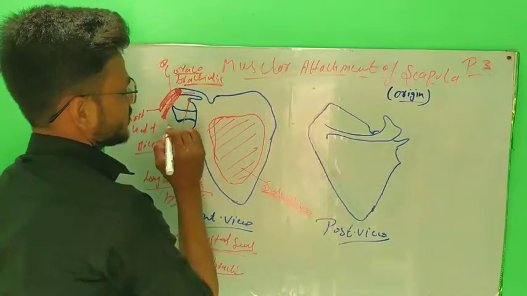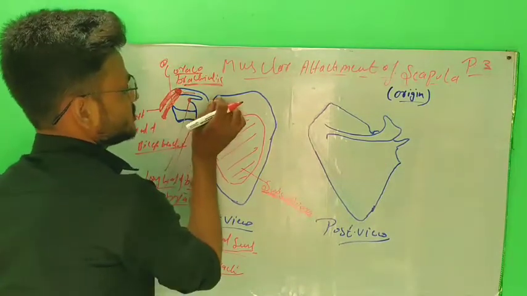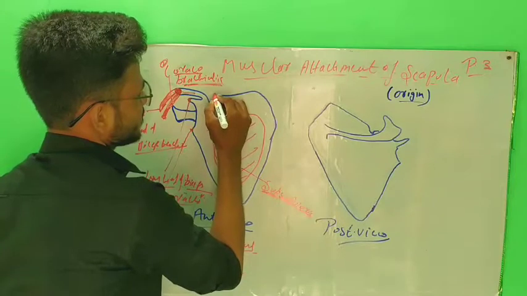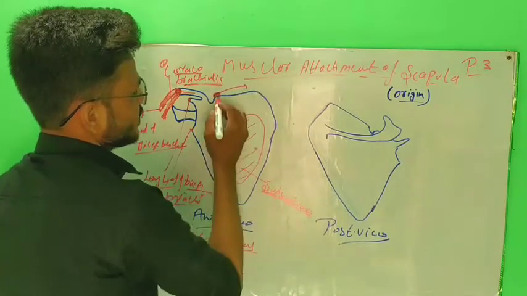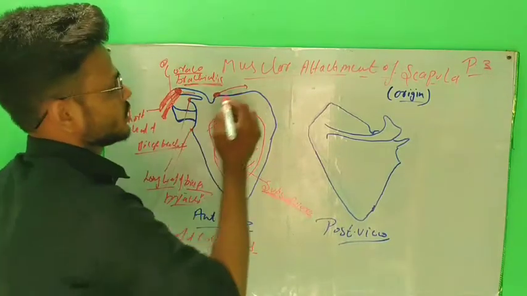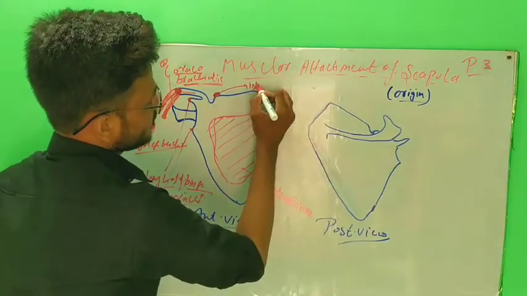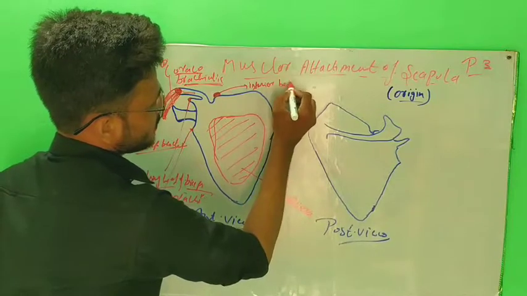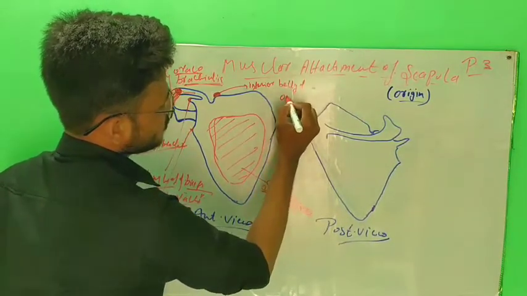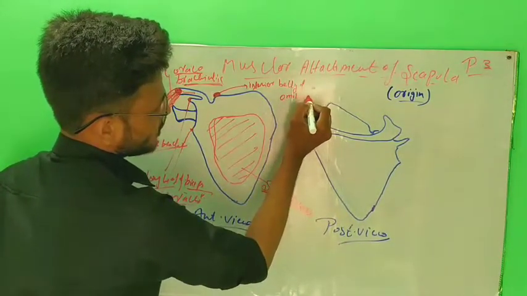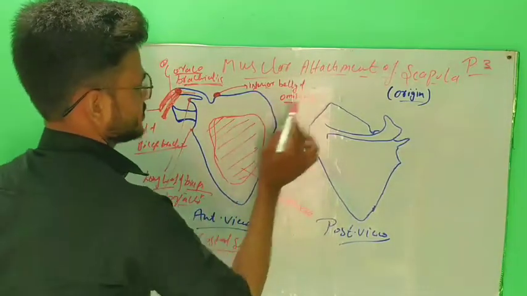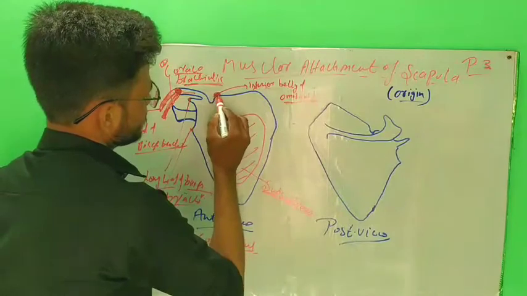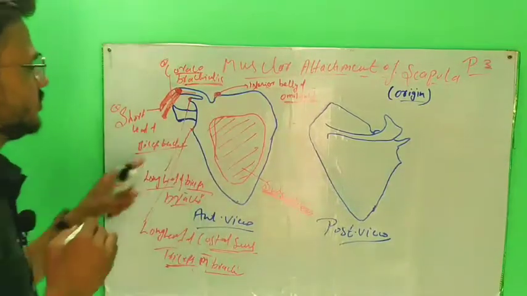Now, just medial to the suprascapular notch, one muscle originates. This muscle is called the inferior belly of the omohyoid. The inferior belly of the omohyoid muscle originates just medial to the suprascapular notch.